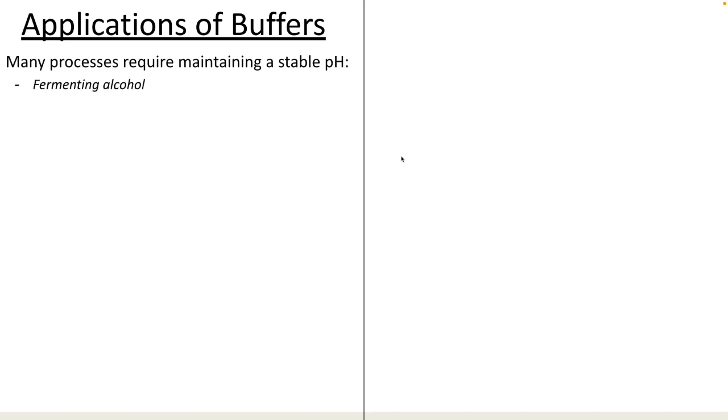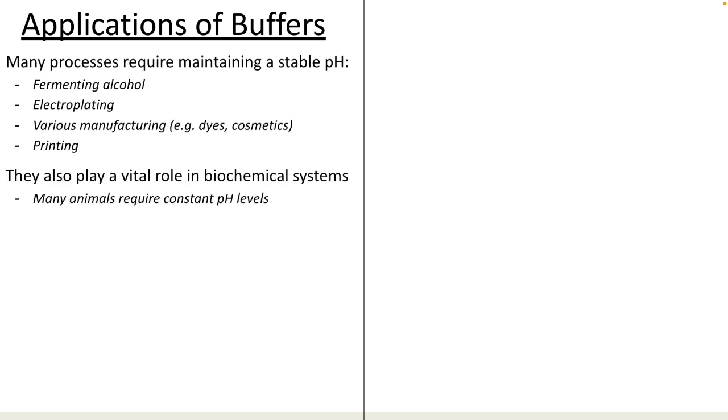Let's just finish up with a bit of a discussion about some of the applications of buffers, and one in particular in biochemical systems, organisms such as humans, because they play a very important role, as we'll see. So what have we got here? Many processes require maintaining a stable pH: fermenting alcohol, electroplating, various manufacturing for dyes, cosmetics, for printing. But importantly for us, we're going to talk about this biochemical application.